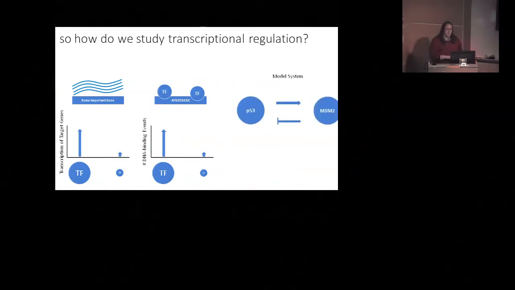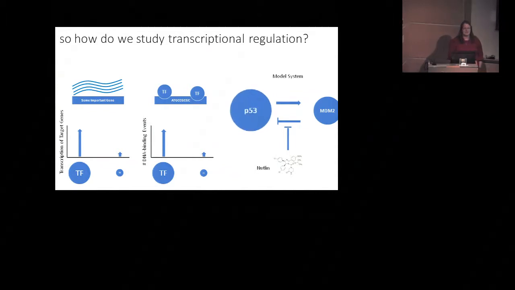So for the course of this talk, we're going to use one particular model system. We're interested in the activity of p53. That's that tumor suppressor I mentioned earlier. p53 is controlled by MDM2. MDM2 binds to p53, and in so doing prevents it from regulating gene transcription. There is a small molecule inhibitor of this interaction known as nutlin that actually binds in the interface of MDM2, and in so doing stimulates p53 activity.